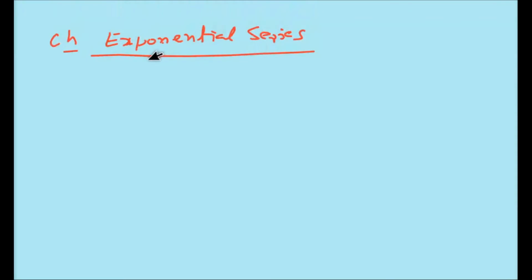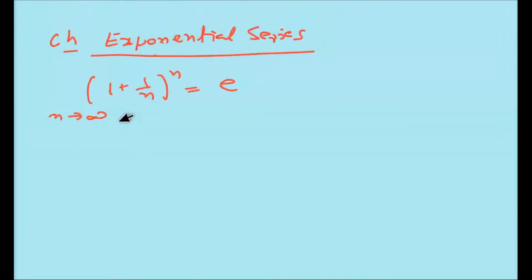Now, first I will tell you (1 + 1/n)^n. Here we take the limit as n tends to infinity, and this is denoted by the small letter e. Here e is known as the exponential. The limit that we found is the exponential.